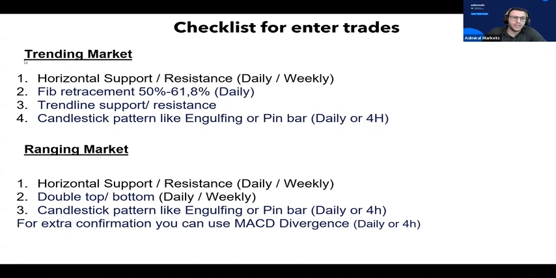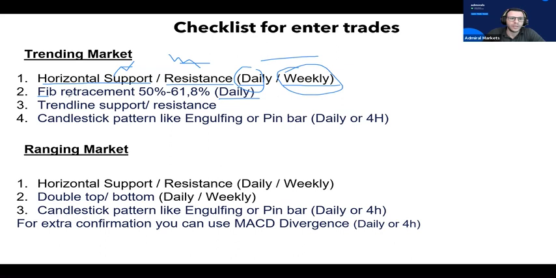But in a trending market, what do I want to see? I want to see a horizontal support or resistance. If we are in an uptrend, I want to see a support. If we are in a downtrend, I want to see a resistance on the daily or the weekly chart. For those who are watching the morning briefing webinars with me, you will know by now that we go on the daily and on the weekly chart, and we find the hard levels of support and resistance. Then we are going down to the daily chart.